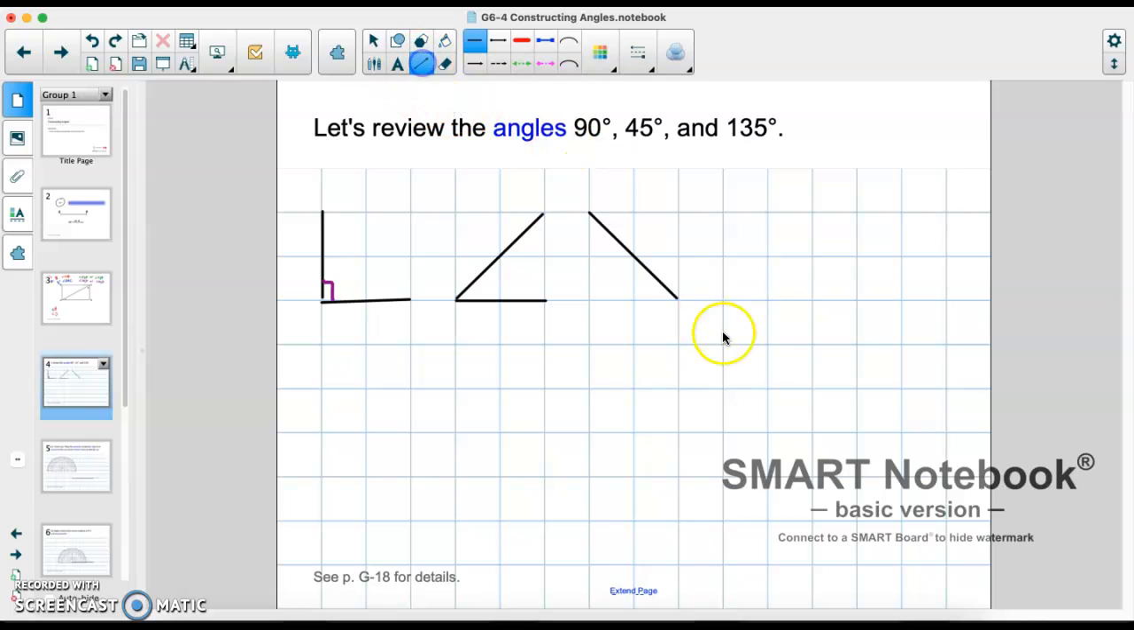Oh, no, still want the straight line feature. Technology is great as long as it works.